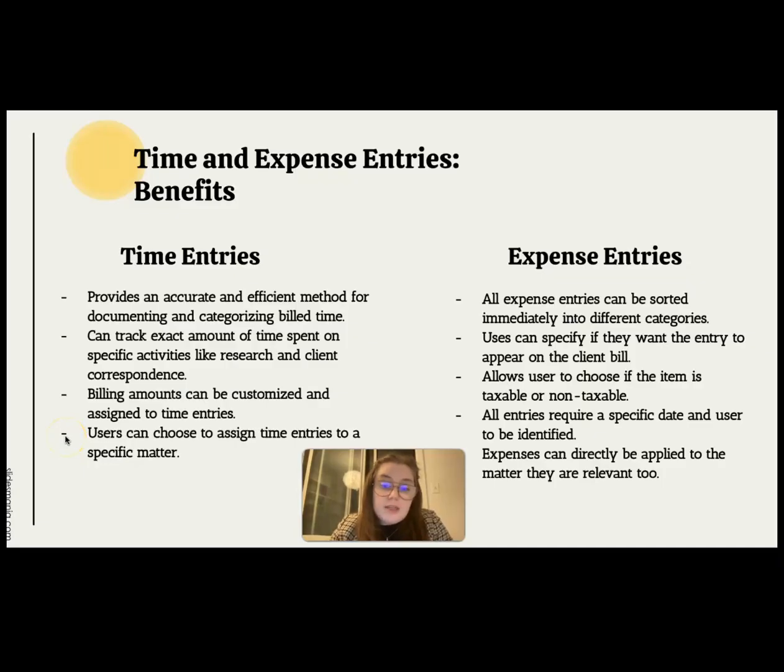Using Clio for time and expense entries provides an accurate and efficient method for documenting and categorizing billable time. You can track the exact amount of time spent on a specific activity. Billing amounts can be customized and assigned to time entries. Bailey just showed us how the billing rates can be customized for different staff members, and users can choose to assign time entries to a specific matter. So again, what does this look like in real time on Clio?